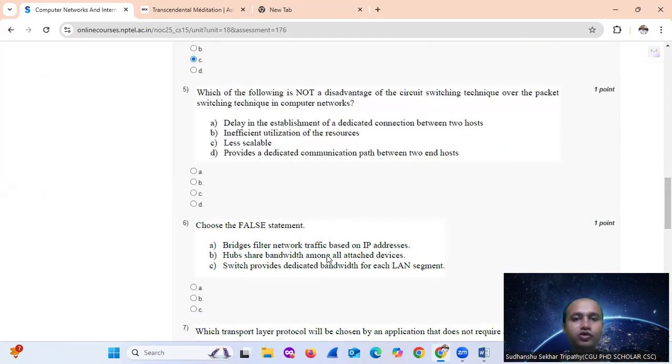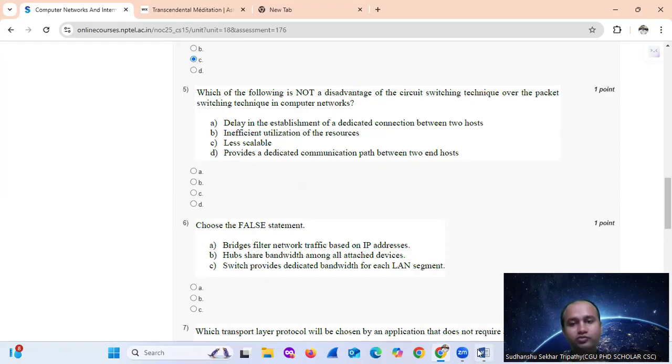Question number 5. Which of the following is not a disadvantage? So not a disadvantage means advantages. Look how it is twisting the wording, not a disadvantage. Read the question and understand its meaning. Not a disadvantage means advantages of the circuit switching technique over the packet switching technique in the computer network.